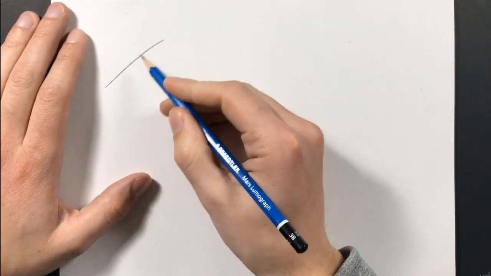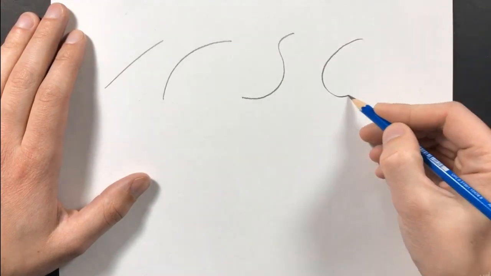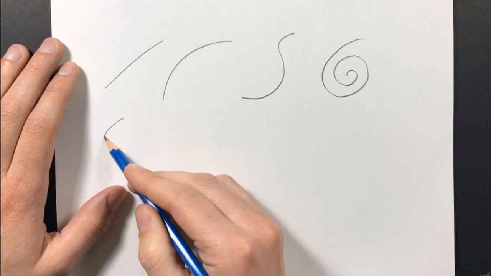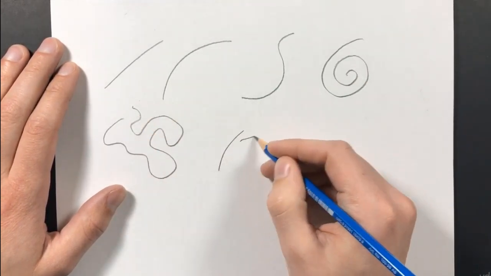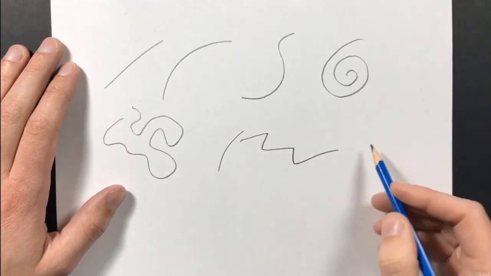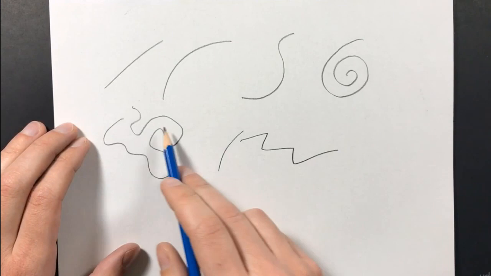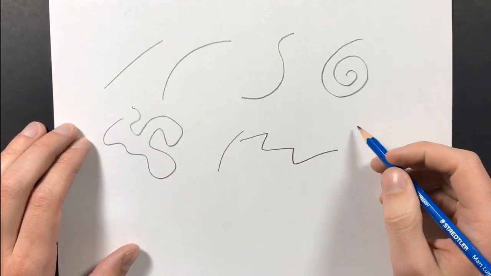So we have straight lines, we have curved lines, we have S lines, we have swirly lines, we have random organic squiggly lines. We have all different types of lines, okay? We have lightning bolt lines. They're all different types of lines. Now, what I want you to do is practice some lines. Just draw all the different types of lines that you can think of, okay?